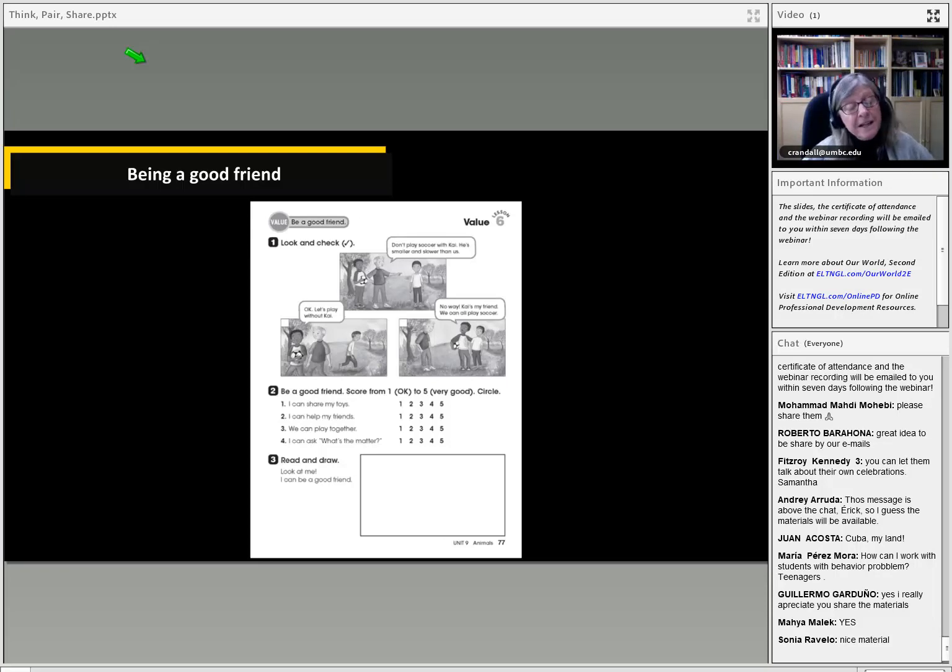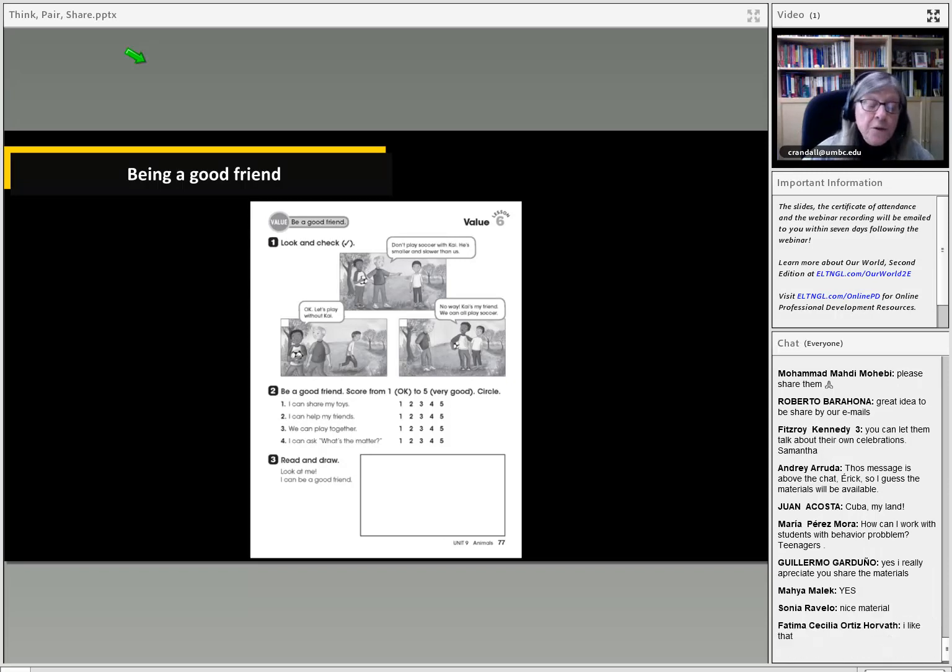And there's another nice activity here, which promotes self assessment. How good are you at sharing your toys? From a 1 to 5. And by the way, this is so often used in so many different ways in terms of assessments. But here's a self assessment. I can help my friends. How good am I at that? Am I just okay with a 1, or am I very good? And we can play together.